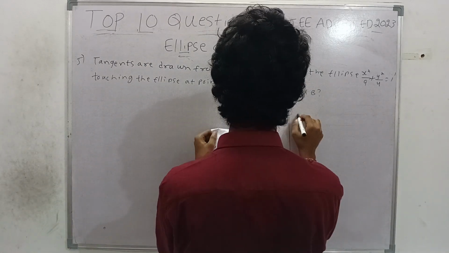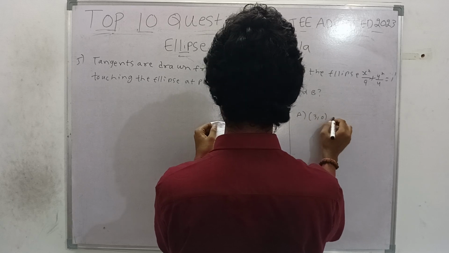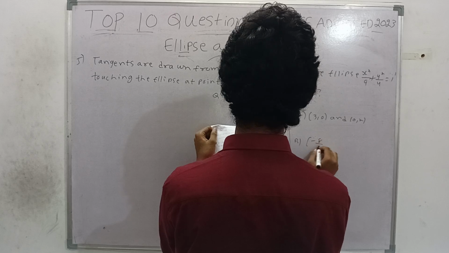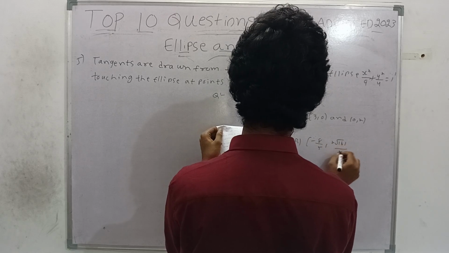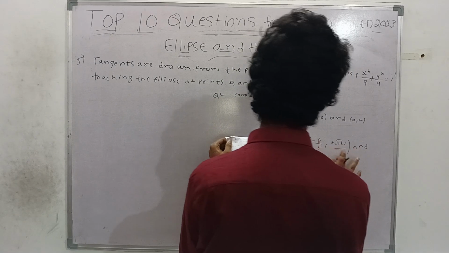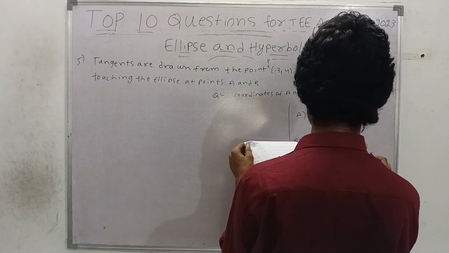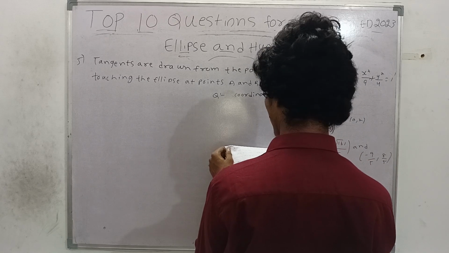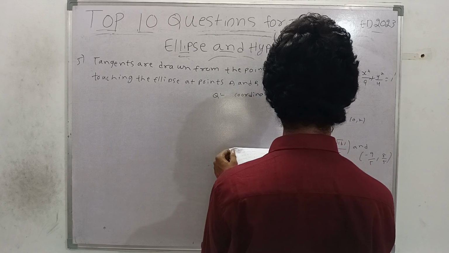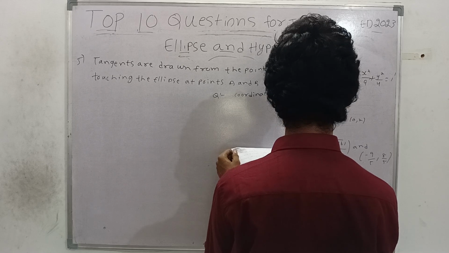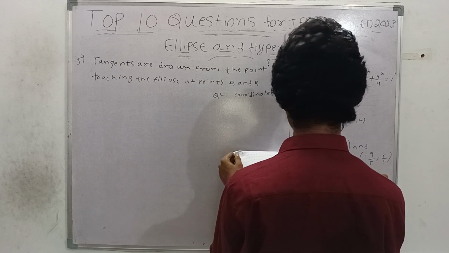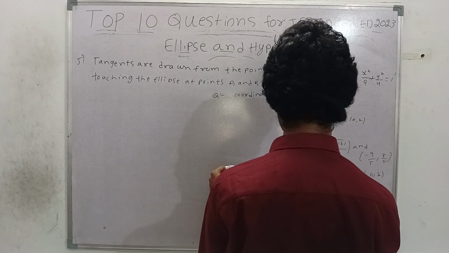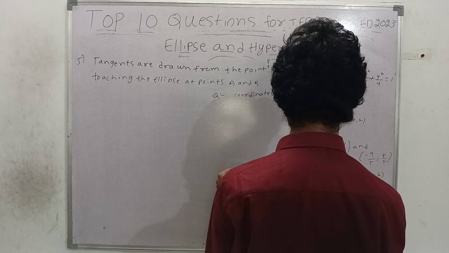I will explain the question. Wait guys. Option A, it is 3, 0 and 0, 2. Option B, it is minus 8 by 5, 2 root 161 divided by 5 and minus 9 by 5, 8 by 5. And option C, minus 8 by 5, 2 root 161 divided by 15 and another coordinate is 0, 2, and option D 3, 0 and minus 9 by 5 comma 8 by 5.